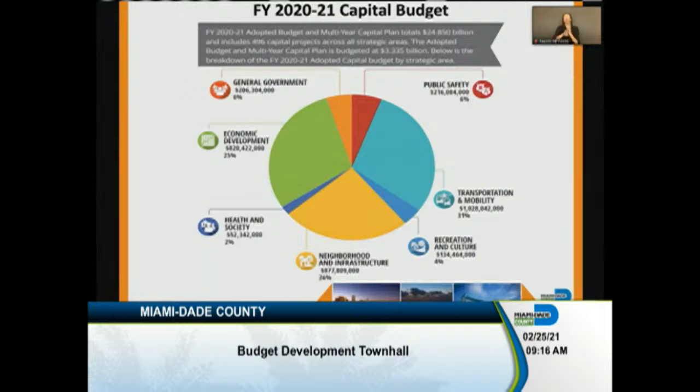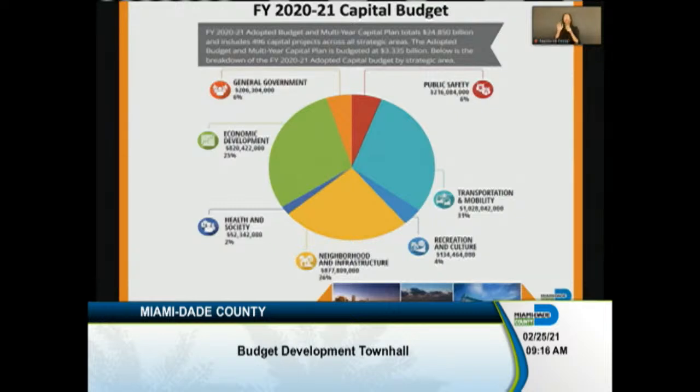The Regulatory and Economic Resources (RER) Department projects include Biscayne Bay restoration and shoreline stabilization to restore, enhance, and stabilize wetlands, shorelines, and islands adjacent to Biscayne Bay, as well as the purchase of endangered lands for conservation.